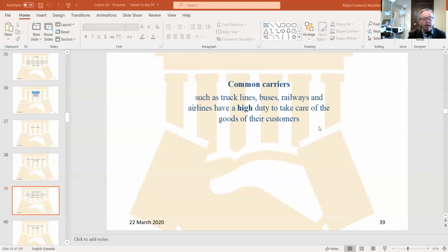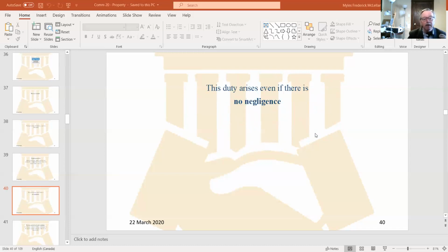Now, common carriers such as trucks and buses and railways, that carry goods of people who pay them to do so, again have a very high duty to take care of the goods of their customers, and that duty arises even if there isn't negligence. So this is the lowest level of care that is available.